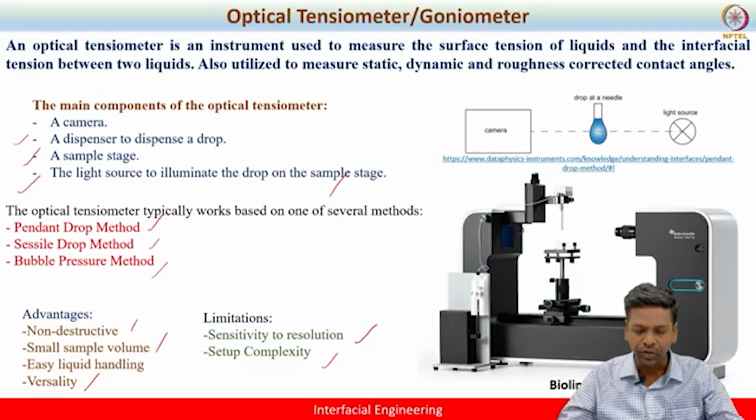So how does it work? It has a camera and a light source, and you have a needle filled with the liquid of your interest. If you want to perform the pendant drop method, one has to slowly generate a droplet. When you generate a droplet, there are two forces acting on it: one is the gravitational force, and the other is the surface tension force. Because the liquid wants to wet the surface, it will be strongly held by the needle at the tip of the needle. On the other hand, gravity acts downward.